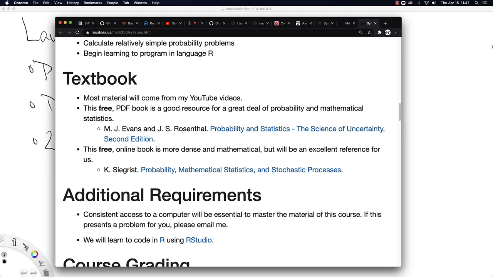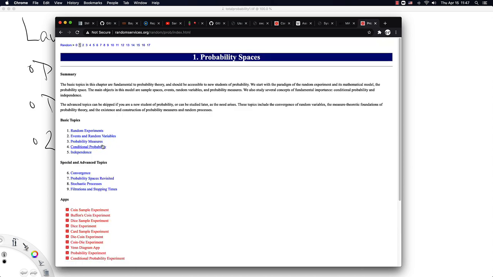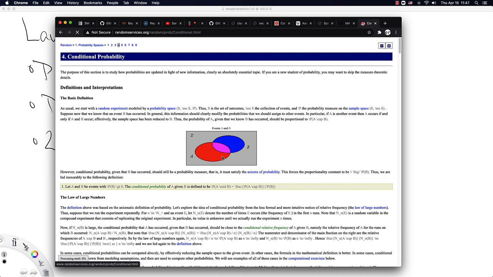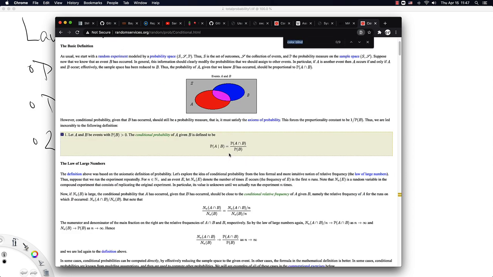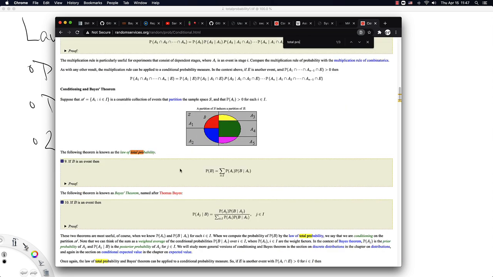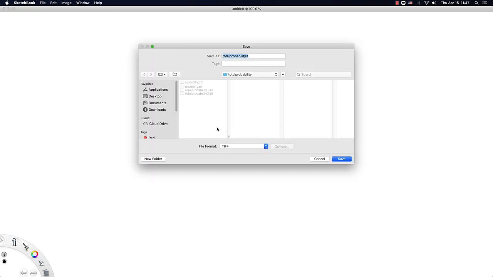Both of the examples come from this second textbook in our syllabus, specifically Chapter 1, Probability Spaces, and then Section 4, Conditional Probability. And if you just do a search for total probability, there is the following theorem, known as the law of total probability. There it is. We're going to justify that with a pretty picture, much like this, but with less color. So let's get going.